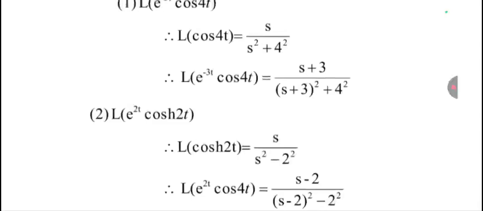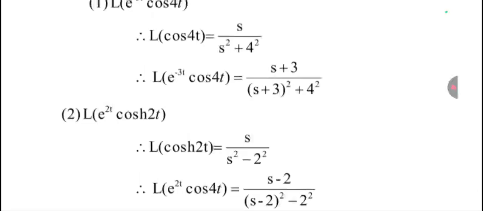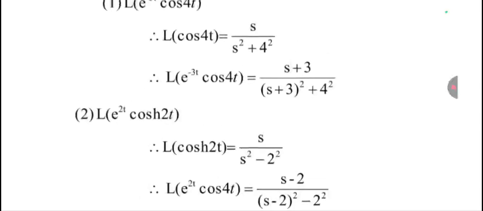Now take L of e power 2t into cosh 2t. So that is L of cosh 2t, where s is replaced by s minus a. Here a is nothing but 2. So replace s by s minus 2 in the previous result. That is s minus 2 divided by s minus 2 the whole square minus 2 square.